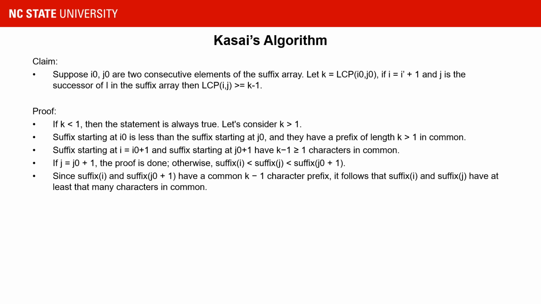Now we will deal with different successors. If j equals j0 plus 1, then the proof is straightforward. However, if j is not equal to j0 plus 1, we observe the following: suffix of i is less than suffix of j, which is less than suffix of j0 plus 1. Since suffix of i and suffix of j0 plus 1 have a common k minus 1 character prefix, it follows that suffix of i and suffix of j have at least that many characters in common. In summary, regardless of whether j is the immediate successor of i or not, the proof holds true.